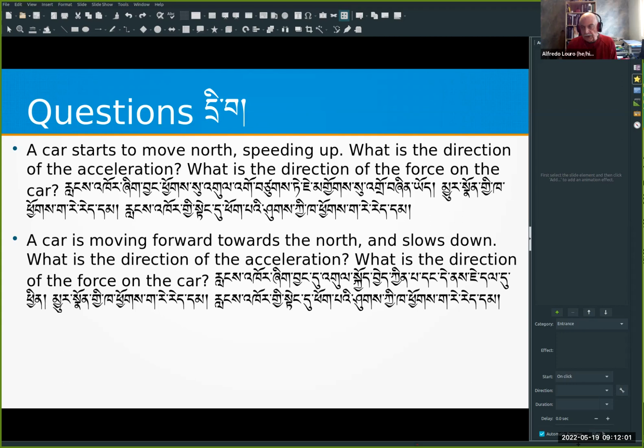So the velocity points towards the north. That's the direction in which the car is going. And therefore, the acceleration points towards the south. And again, because the force and the acceleration always point in the same direction, the force also points towards the south.